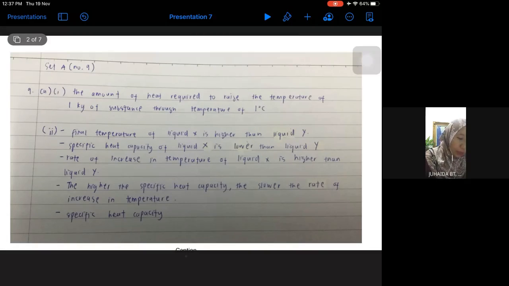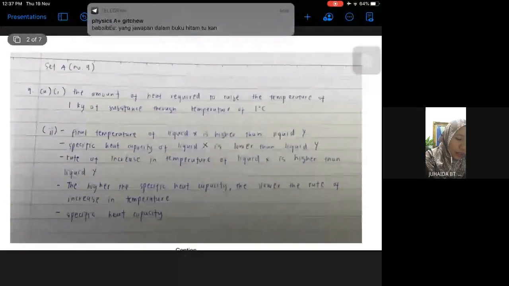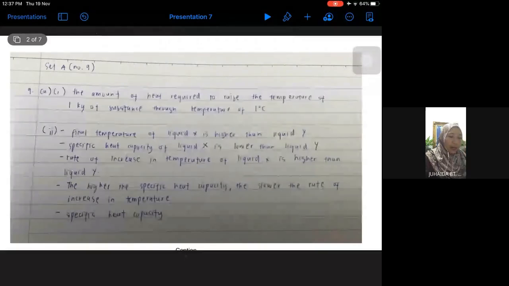The third question: the rate of increase in temperature of liquid X and liquid Y. Rate of increase of temperature in liquid X is higher than liquid Y. What is the meaning of rate? Rate of increase in temperature. Apa maksud rate? Kadar peningkatan suhu. Dura, what do you understand with the rate of increase in temperature? Kadar peningkatan suhu. Apa yang you faham? Apa maksud kadar? Kadar peningkatan suhu.